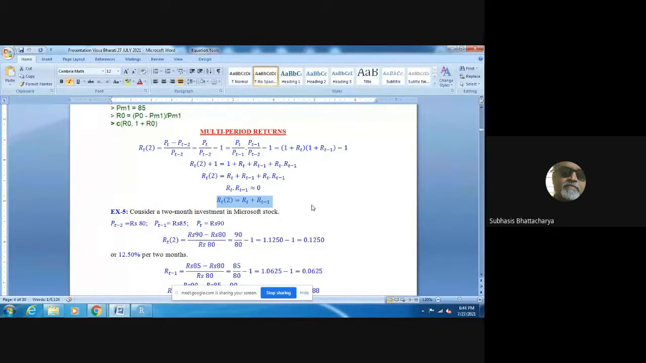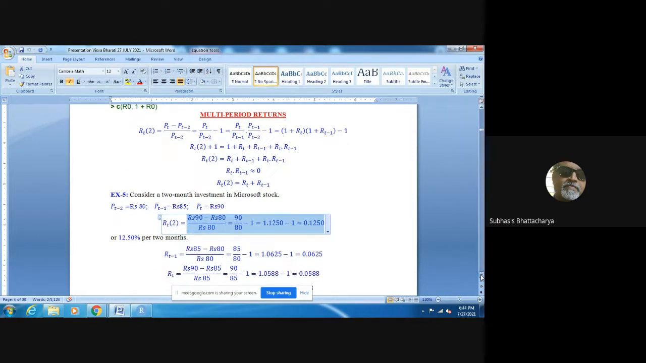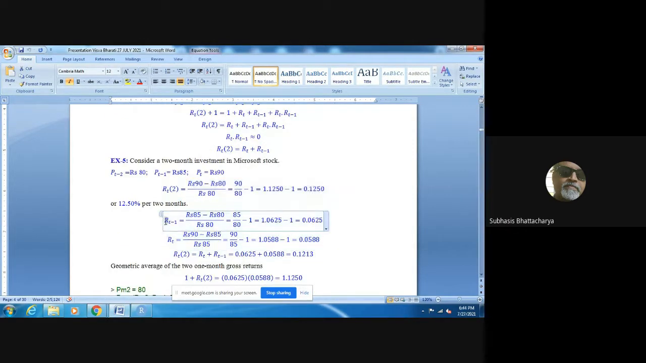Suppose the price of Microsoft stock in T minus 2 period is 80, and no dividend is paid in T, T minus 1 and T minus 2. Then your return over two periods is 90 minus 80 divided by 80, which is 12.50%. And if you break it into T minus 1 and T minus 2, that is 85 minus 80 divided by 80, this gives us 6.25%.